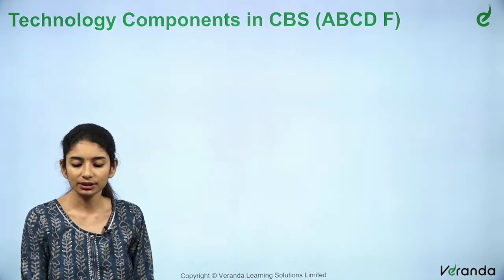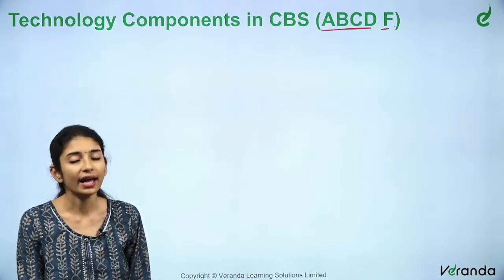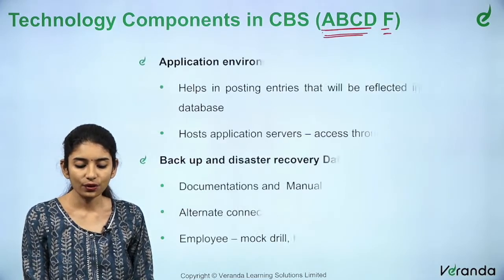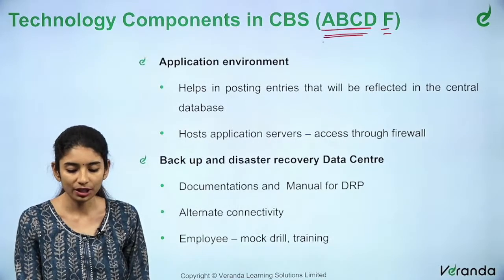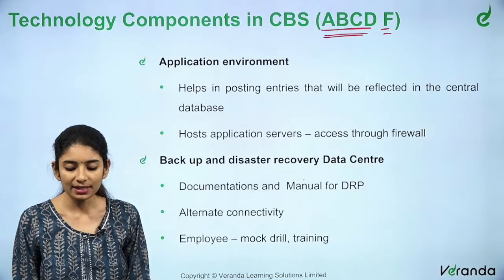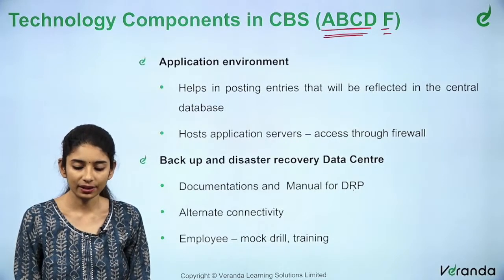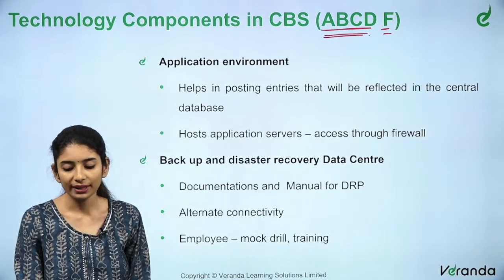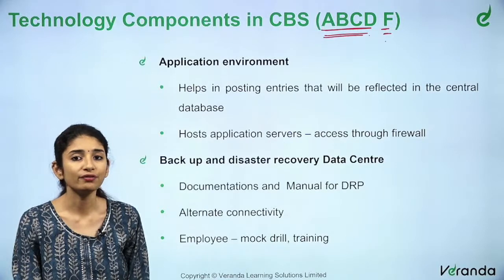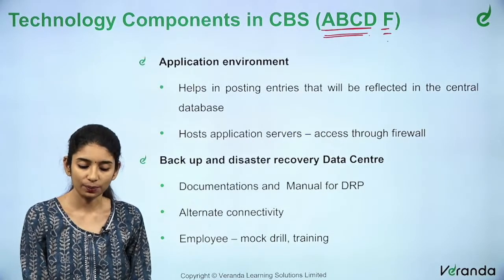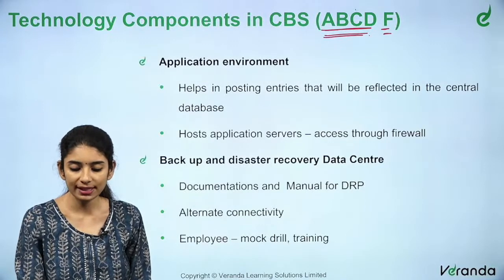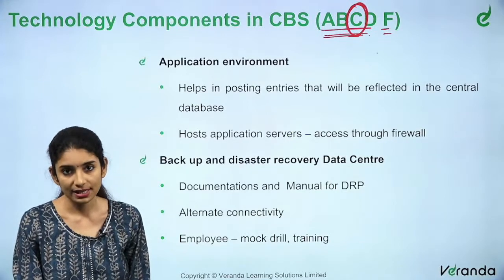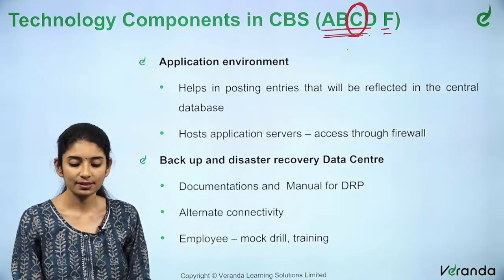Technology components in CBS, our code word is ABCDF. A stands for application environment. B, backup and disaster recovery data center. Then I have C for my cyber security. D is for my database environment. And F is for my fraud and risk management. The C for cyber security has been amended by ICAI, so be extra careful while you are studying this point.